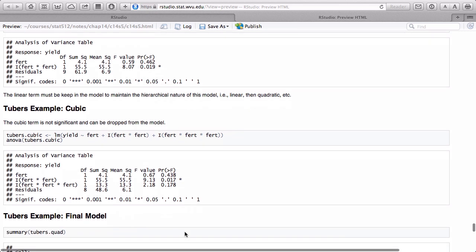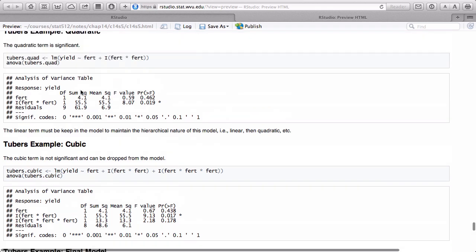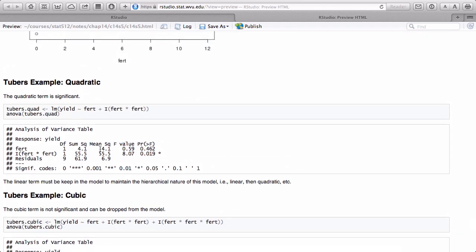Now, the next question might be, well, is there a cubic term? So I'm going to add a fert times fert times fert, so I'm going to get a cubic term in here. Now notice that the cubic term is not significant. It's okay to drop out a higher order term, just not lower order terms. So I don't need the cubic term, but I do need the quadratic, and because I have the quadratic, I need the linear. So my final model will be the model for the quadratic one here.